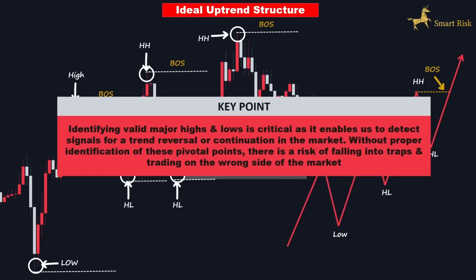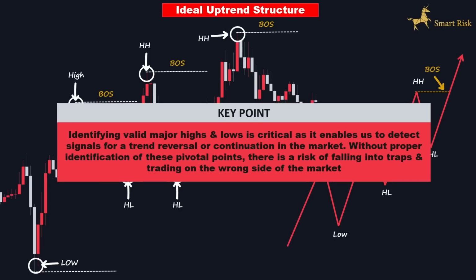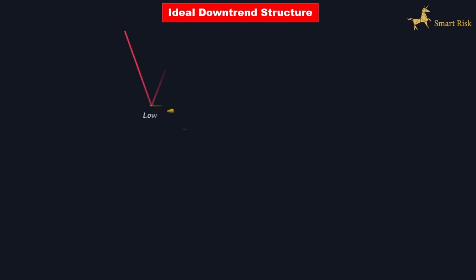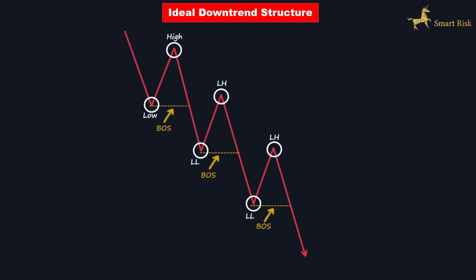Identifying valid major highs and lows is critical as it enables us to detect signals for a trend reversal or continuation in the market. Without proper identification of these pivotal points, there is a risk of falling into traps and trading on the wrong side of the market. The same concepts apply to the bearish scenario. In a downtrend, prices consistently create a series of lower lows and lower highs. In this scenario, the price has a tendency to break the previous lows while maintaining the highs.